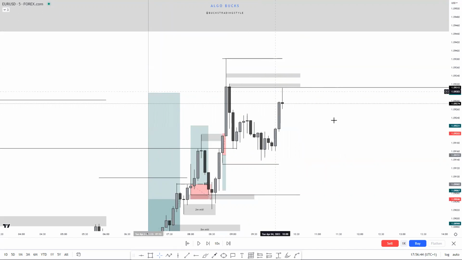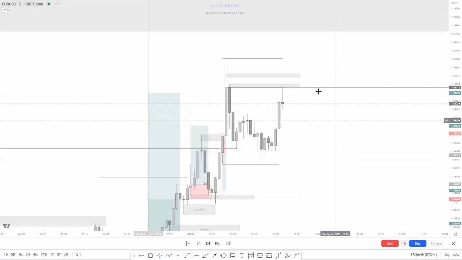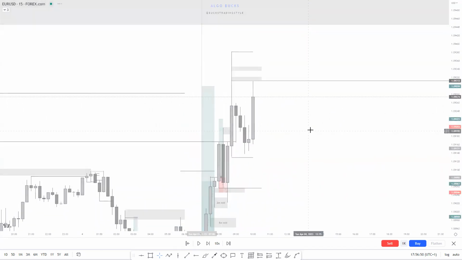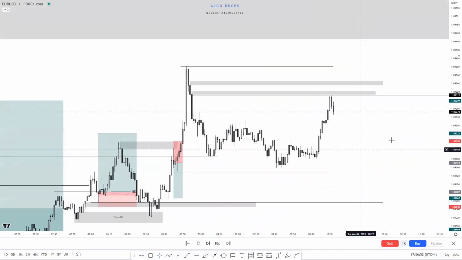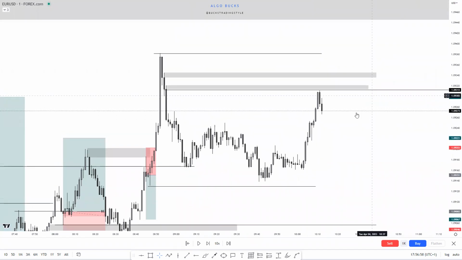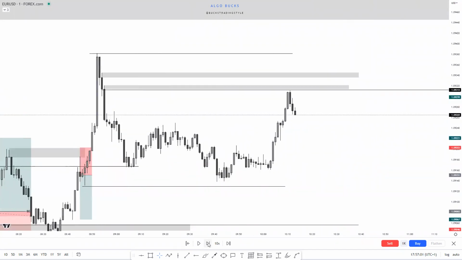Let's see what 15 minutes is saying before we go back to M1. Okay, so nothing interesting here. Let's go back to 1 minute to look for possible sales. Okay, so now because I'm having two POIs right here, I don't know which one price will react from. Okay, so let's wait to see.